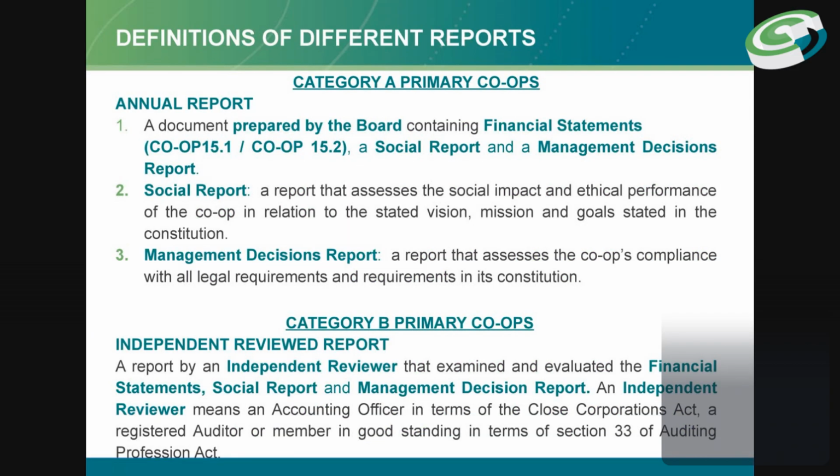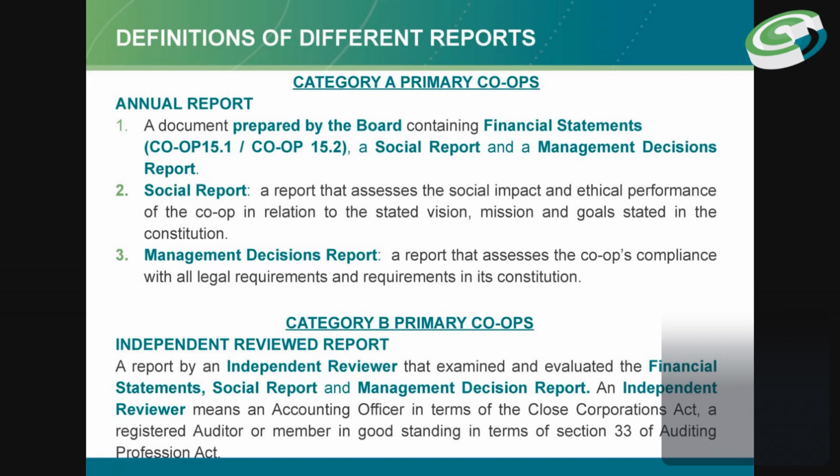Moving on, we have definition of different reports. Category A, primary co-ops, needs the annual report. What is the annual report? It's the document that is prepared by the board containing financial statements. This form, COP 15.1 or COP 15.2, is like a template that directs you how to prepare your financial statement. These forms are available on the CIPC website.